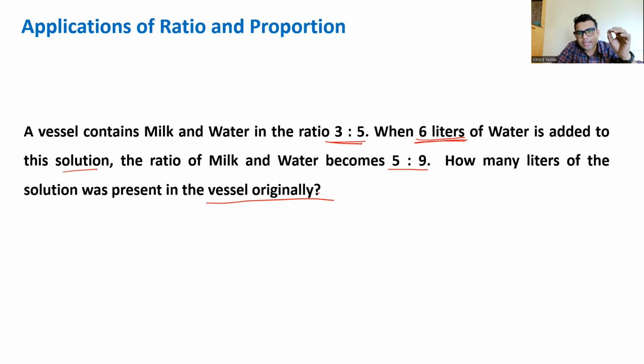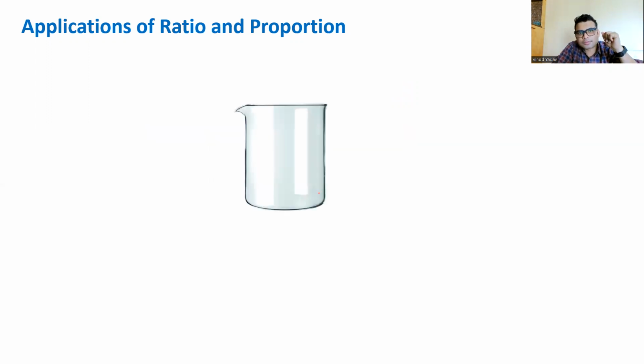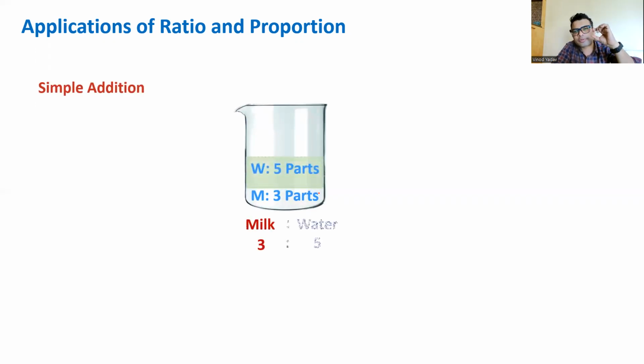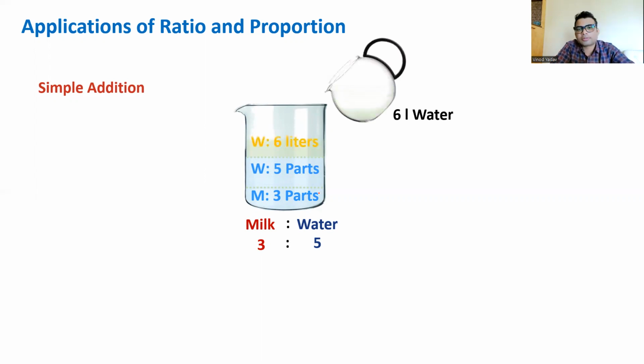So this is an example of simple addition. Milk was 3 parts, water was 5 parts. The ratio is 3:5, so we can't say 3 liters and 5 liters actually. That is just one of the possibilities, but not the only possibility. Then we added 6 liters of water. After that, milk to water became 5:9. Correct?